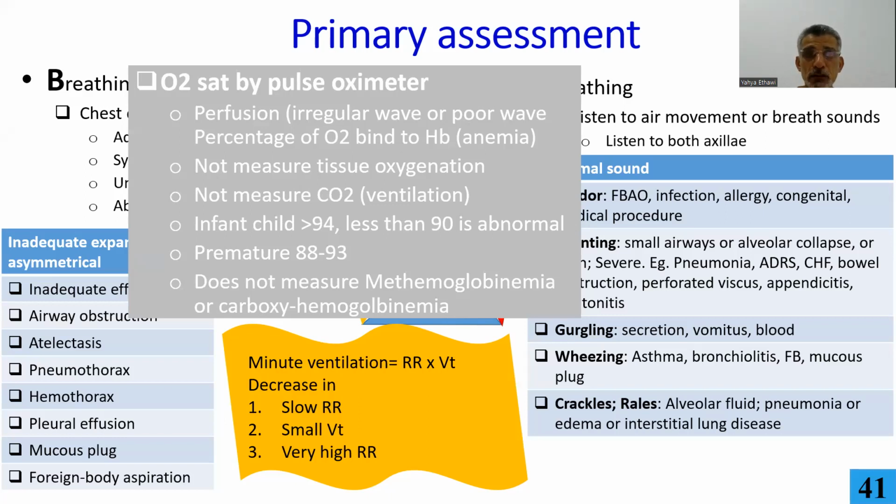Pulse saturation measured should be more than 94 in an infant, and when it's less than 90 it is abnormal. In a premature baby it is 88 to 93, and when it's less than 85, it's abnormal. Remember, you don't need to give oxygen to get more than 94. It's toxic. In a premature baby, you don't need more than 93.